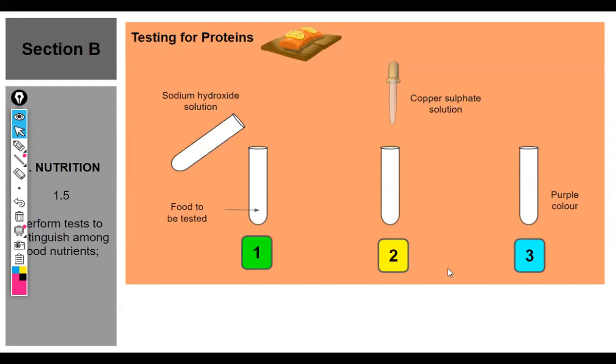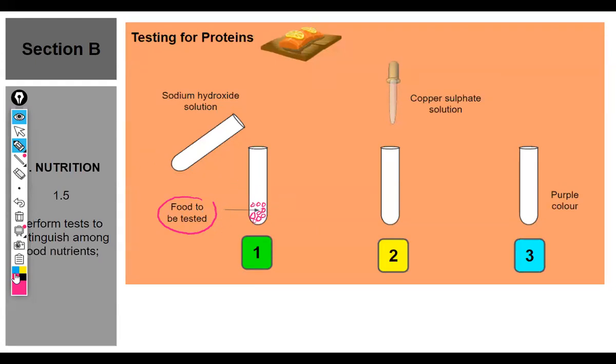So the first one, we're going to test for proteins. As we all know, foods that contain a lot of proteins are things like meat, beans, milk. So here's what you need to do. You need to get 2 test tubes. For the first test tube, if it's meat, you're going to take the food that's being tested and chip it up into small pieces, and put it in this test tube. So let's pretend it's a piece of beef, right? You chip up the beef and throw it inside a test tube.